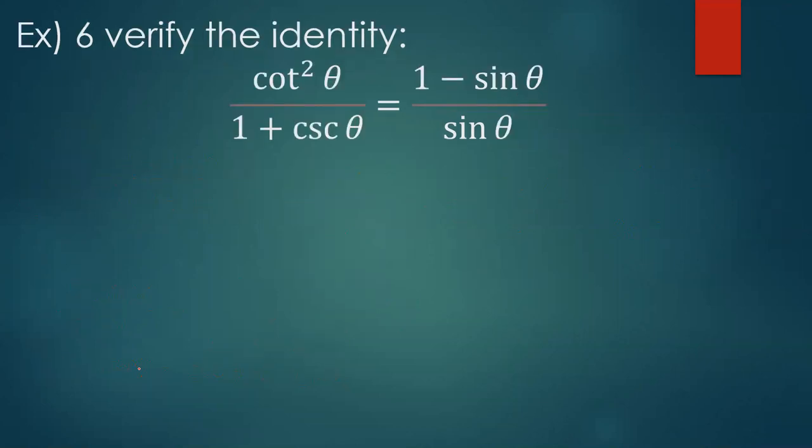Okay, so example 6, verify the identity. We have cotangent squared theta divided by 1 plus cosecant theta equals 1 minus sine theta over sine theta. Which side would I choose? I will choose the left side.